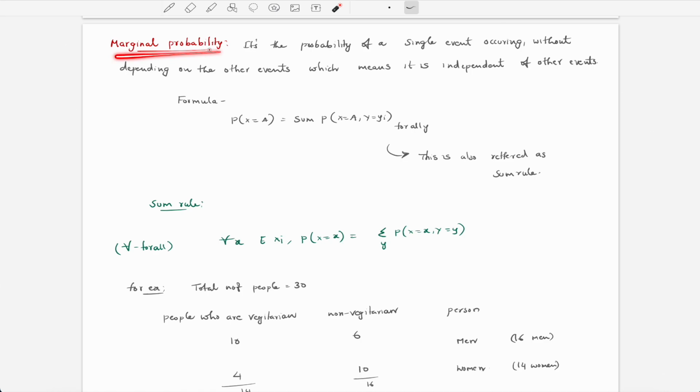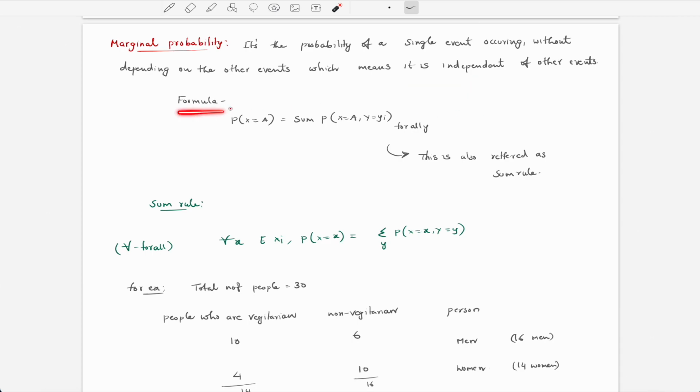After that, we have a marginal probability. What do we mean by marginal probability? It's the probability of a single event occurring without depending upon other events. It is independent of other events. If one occurs, it is independent of the other. For example, if you flip a coin and it is heads, the next event might be heads or tails, which is independent, right?